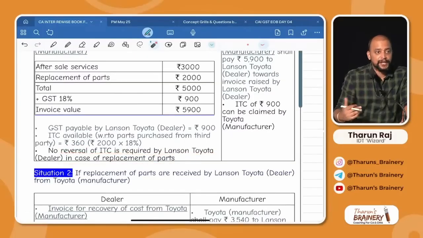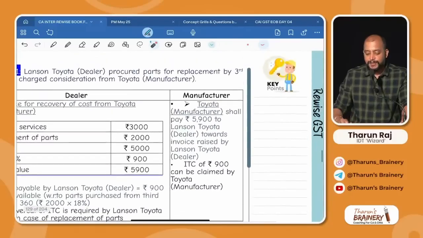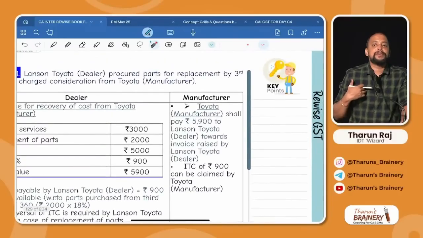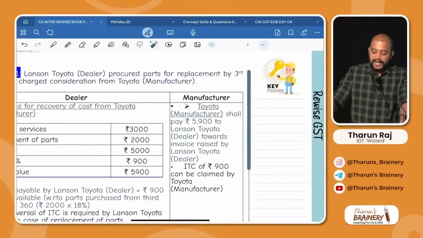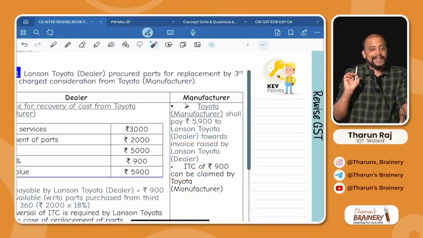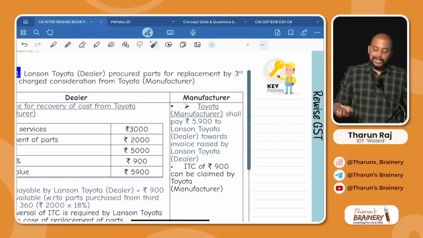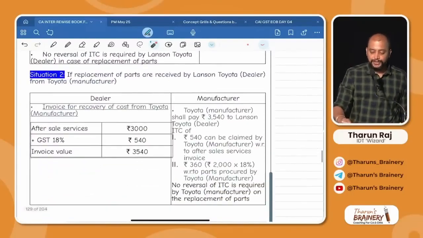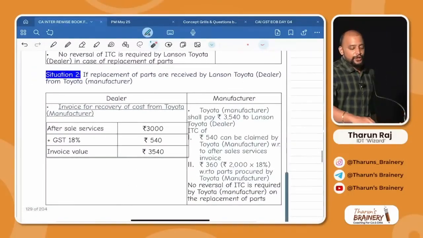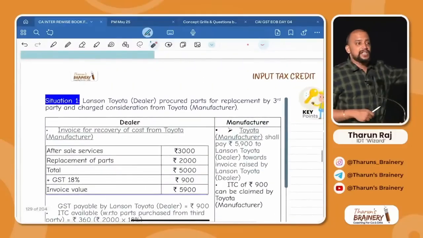Understood from dealer perspective. Now, from manufacturer perspective, what I will do? First, I made payment of 5,900 to you, dealer. You raise me invoice, now I paid. And in that 900 rupees, I can take as ITC. Understood? Next, second situation you see. Second situation. Now, what you are doing? This is what majority of the dealers will do.